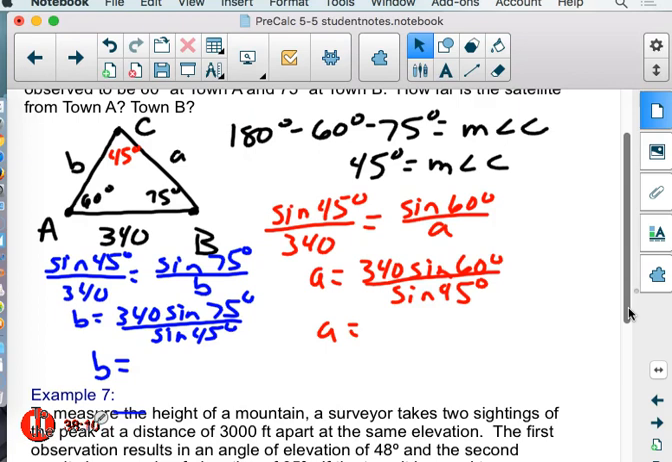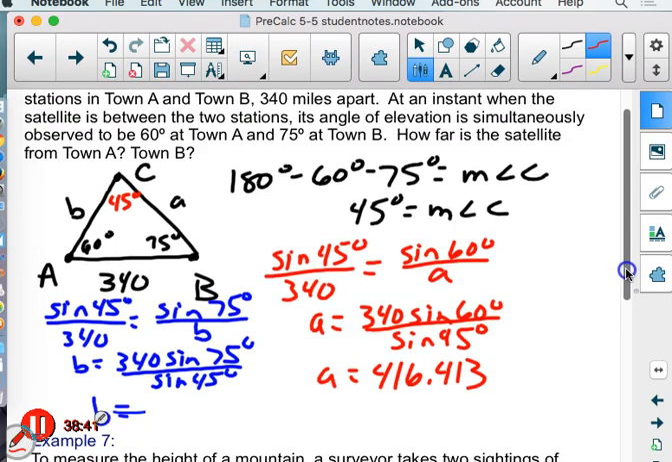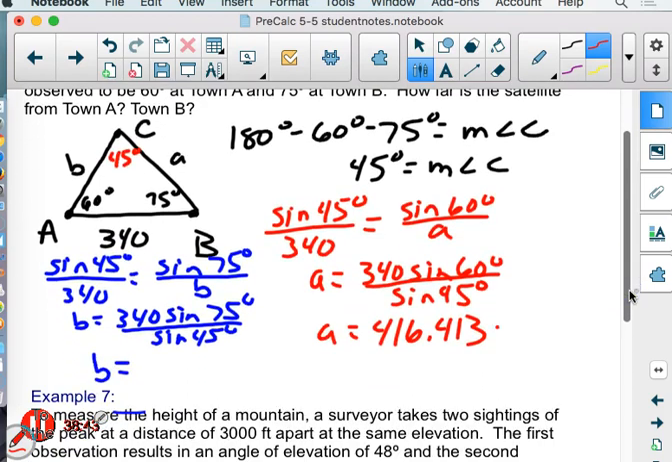Looks done. Sam, did you get A already? What'd you get? Give me the decimal again. I got 416.412. Okay. Yeah, you got it on the calculator. It's just getting it on the page there. And what was this in miles?